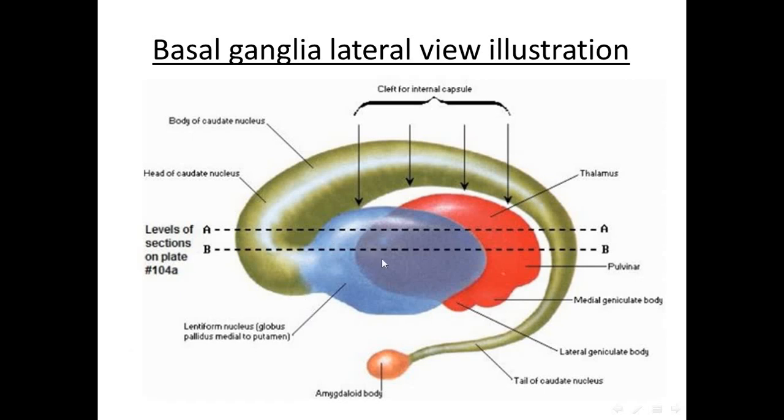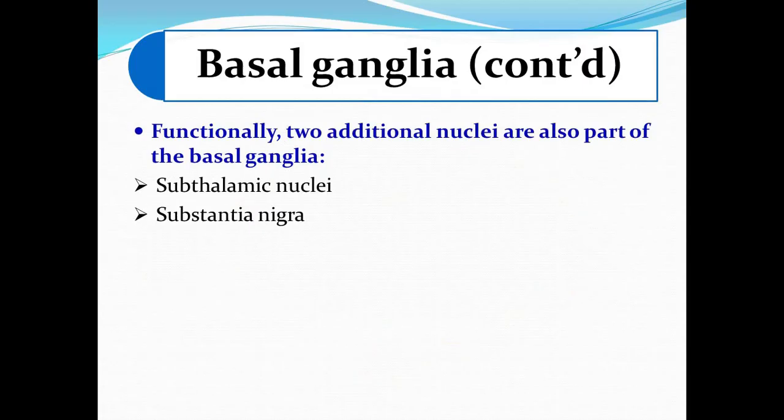This diagram here shows the relationship between these three pairs of basal nuclei. This is the caudate nucleus, starting from the head, body, and tail, and then ending in the amygdaloid body. This is the lentiform nucleus, which is composed of putamen and globus pallidus. The thalamus is just medial to the lentiform nucleus. Functionally, there are some other basal nuclei, including the subthalamic nuclei. These are also a pair of subcortical gray matter nucleus that lies just below the thalamus, and the substantia nigra.